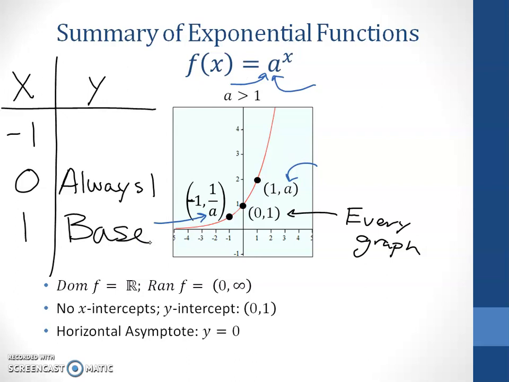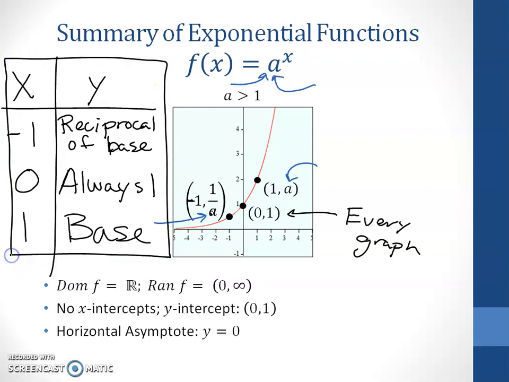And then the last one, -1. Well, it's 1 over a. So that a is moved down to the bottom. We could say that -1 always goes with the reciprocal of the base. -1 always goes with the reciprocal of the base. And this, oh no, I did not know I could do that. I hope that didn't damage the video. This right here is what you guys need to have memorized. You will use this to find all 3 of the points every time you graph a parent function.